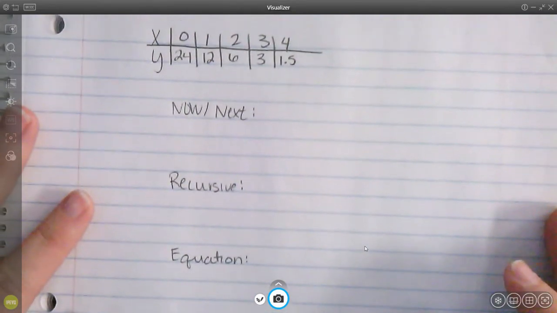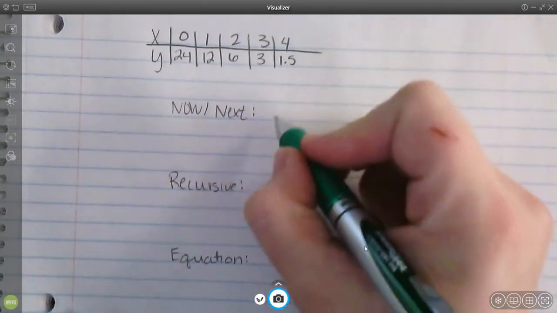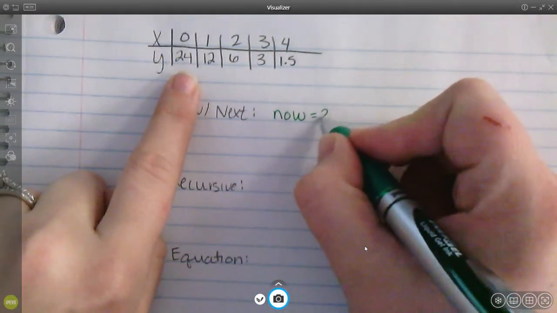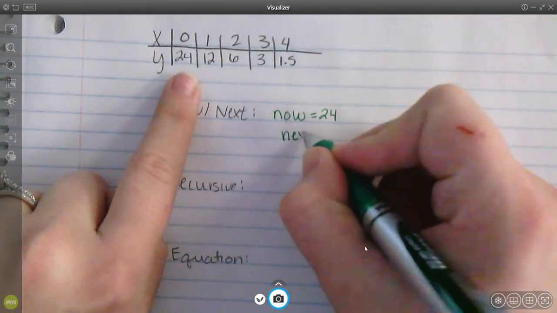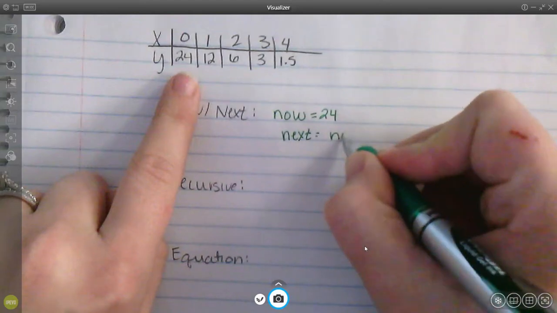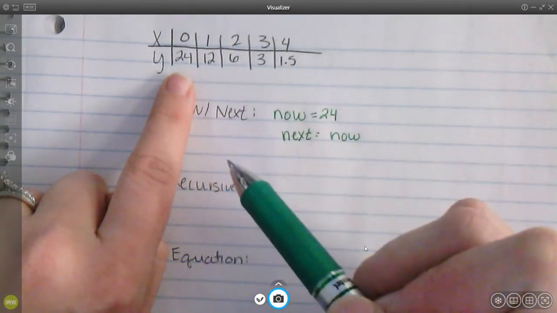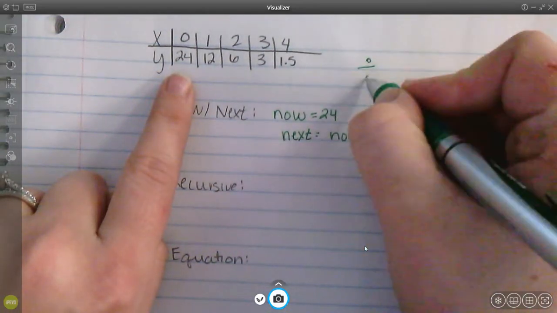Okay, and then one more. Okay, so now-next, we have now equals 24. Next equals now. So we're going from 24, 12, 6, 3, 1.5. So it looks like we're dividing by 2.